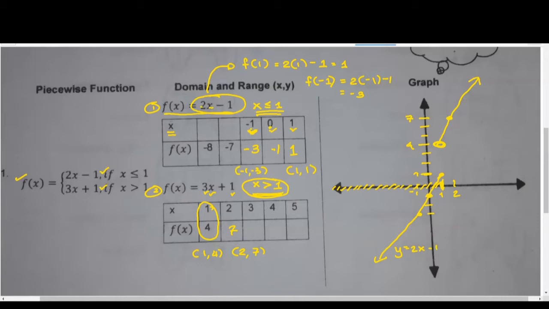Okay? So, again, kaya wala siyang graph dun sa other side because etong graph ng y or f of x equals 3x plus 1 ay para lamang for x greater than 1. Okay? At ito yung x greater than 1. Ito. Okay? Kaya dun lang natin makikita yung graph na yan. Okay? So, ganun lang mag-graph ng piecewise function.